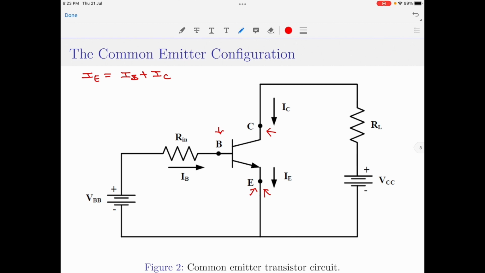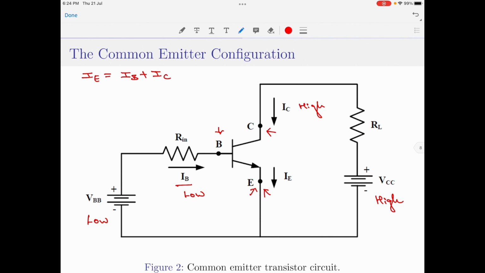In a very common practice, the value of VCC is always considerably higher than the value of VBB. This directly implies that the value of IB will be low compared to the value of IC. So, we now understand that in a common emitter configuration, the input current, which is the base current, is lesser than the output current, which is the collector current.